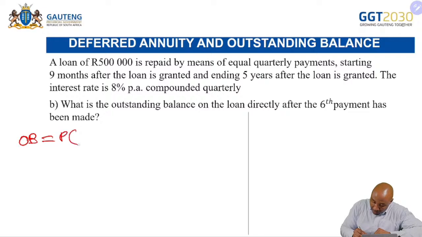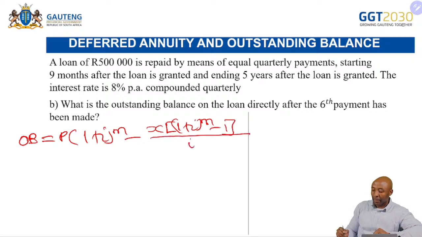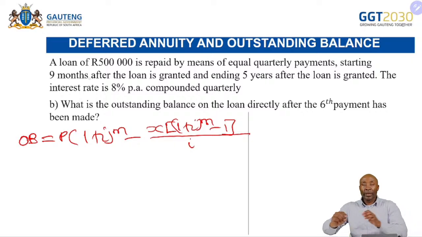We said it is P, (1 plus i) to the power m, minus the future value of the payments, which is given by X, ((1 plus i) to the power m minus 1), all over i. So remember, in this case, our 500,000 is accruing interest when no payments are made. But now we have to be careful. We are calculating the balance after 6 payments have been made.